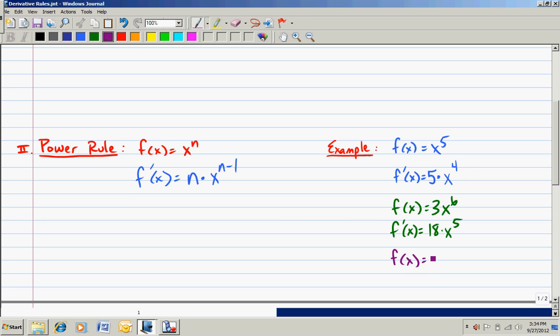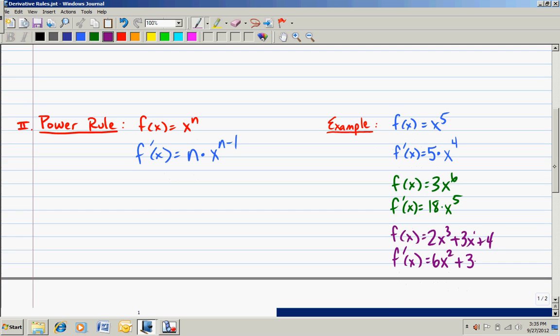And one final example, if f of x is equal to 2x cubed plus 3x plus 4, then the derivative is simply, using the power rule for the first term, 6x squared. The power rule for the second term, well, the second term has a power of 1, so it's just 3 times x to the 0, and we know that x to the 0 is always 1. Anything to the 0 is 1, so that's just 3. And then we've got a constant term at the end, and we knew from the past example that the derivative of a constant is 0, so it's actually just 6x squared plus 3.